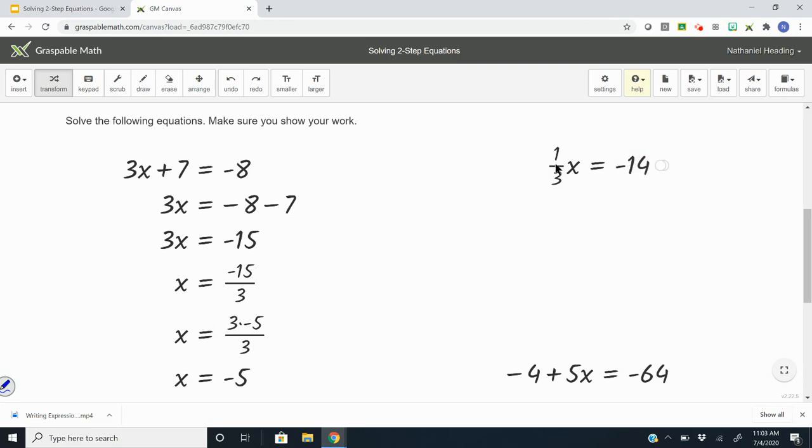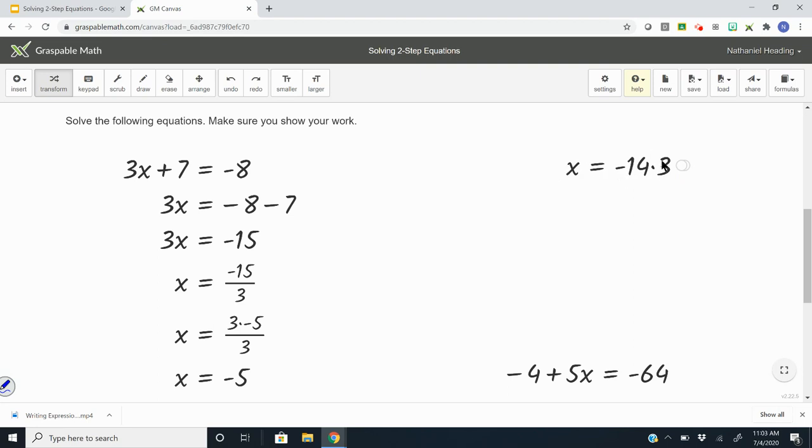Now here I've got this 1/3. So how do we undo a 1/3? That's a great question. Well, I'm just going to click the 1/3 and bring it over and see what happens. It turns to times. Now let's think about why that's the case.